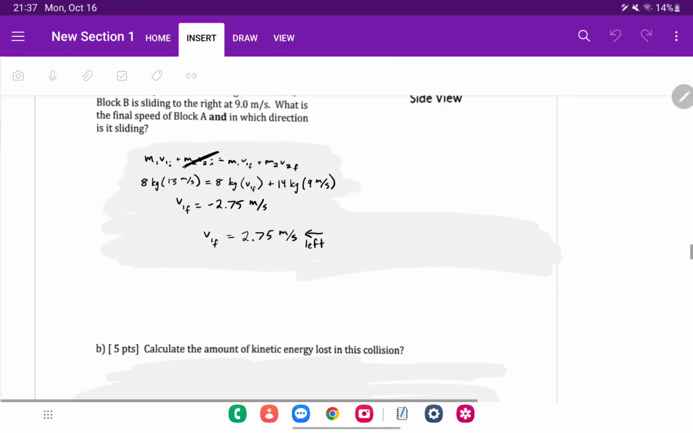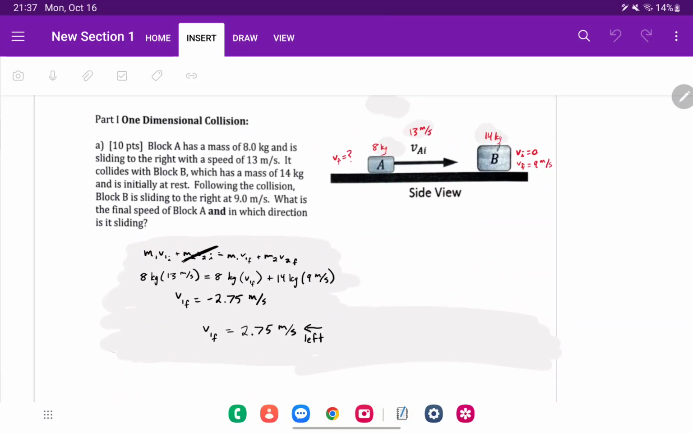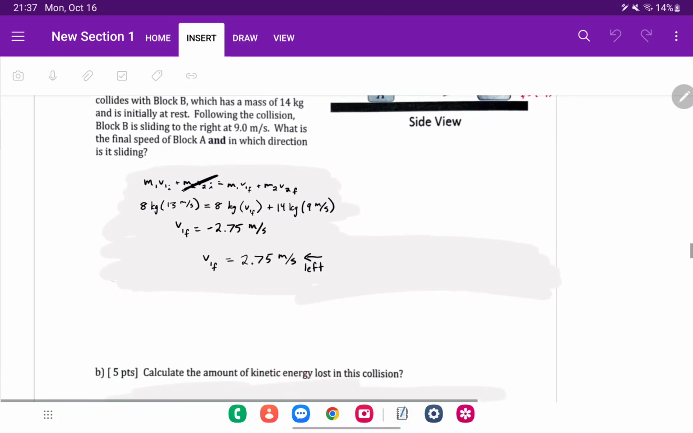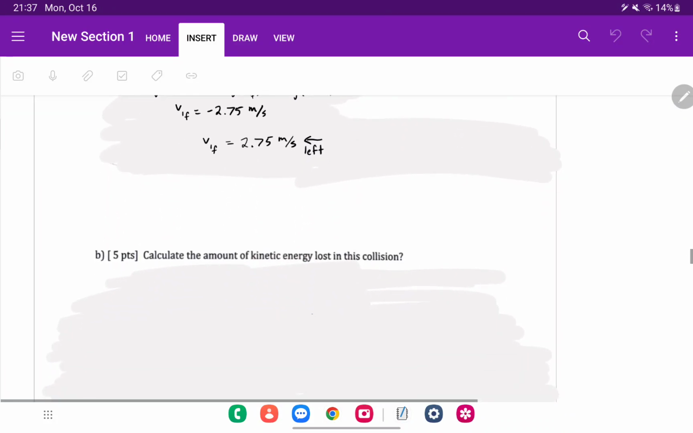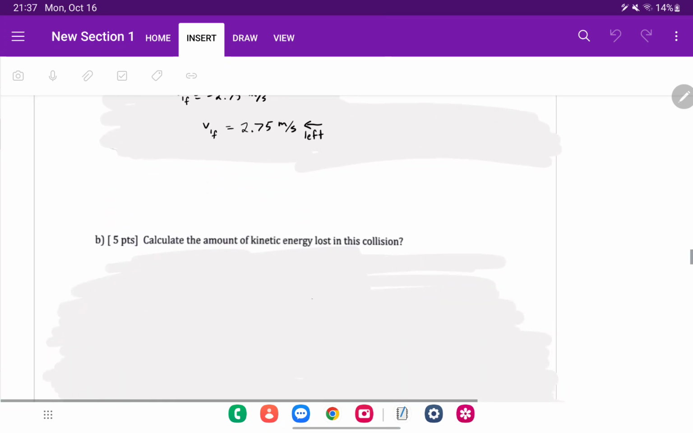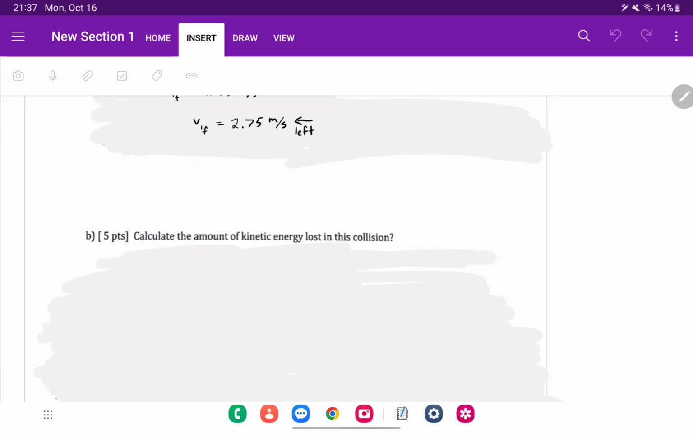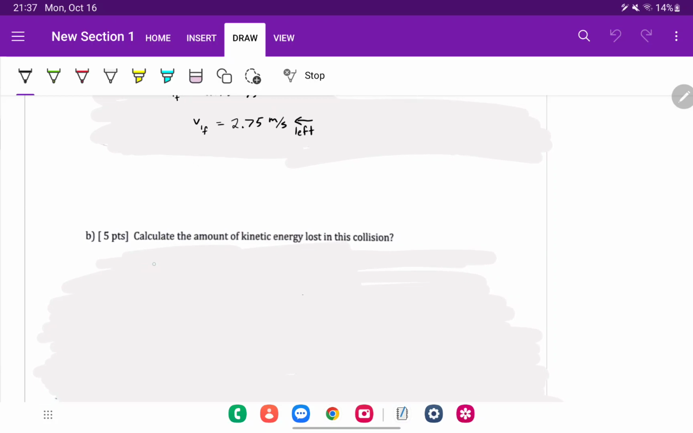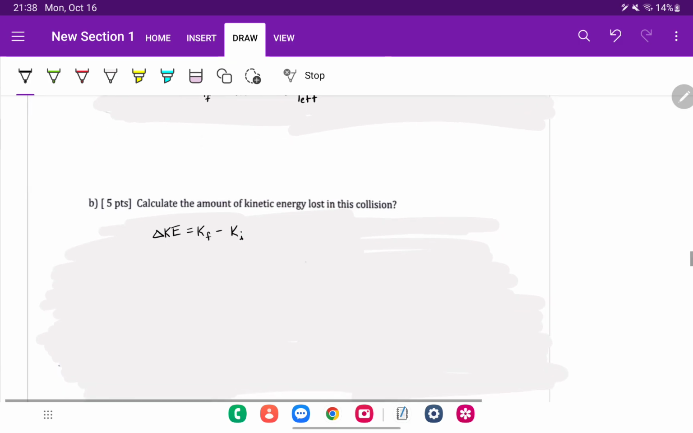So in the first part we calculated the final velocity after A collided with B. Now we need to figure out the amount of kinetic energy lost in this collision, because this was an inelastic collision, so there was energy lost. Whenever we're finding the loss in kinetic energy, we need to figure out the change in kinetic energy. From our equation sheet, we know that's K final minus K initial.